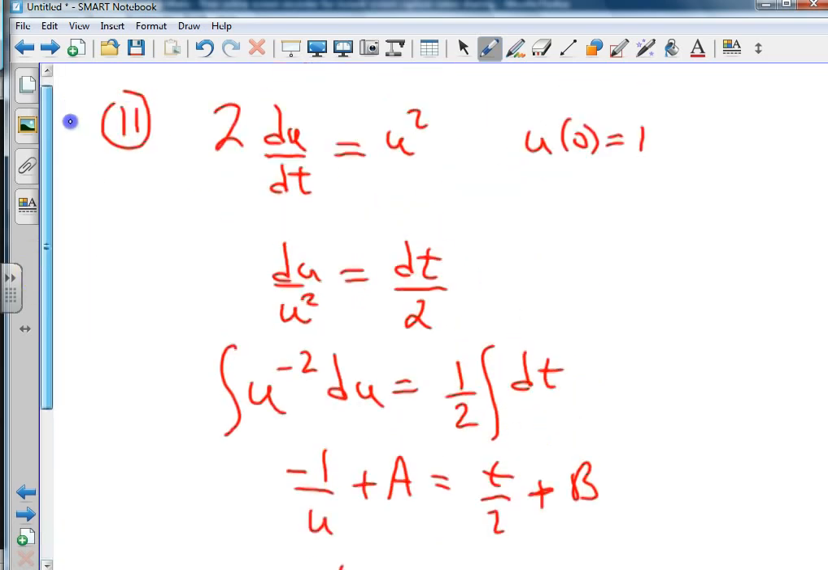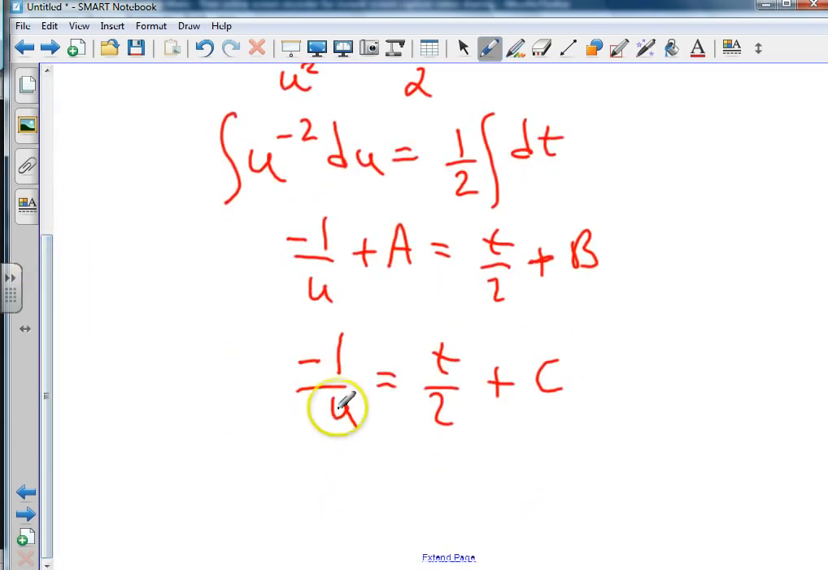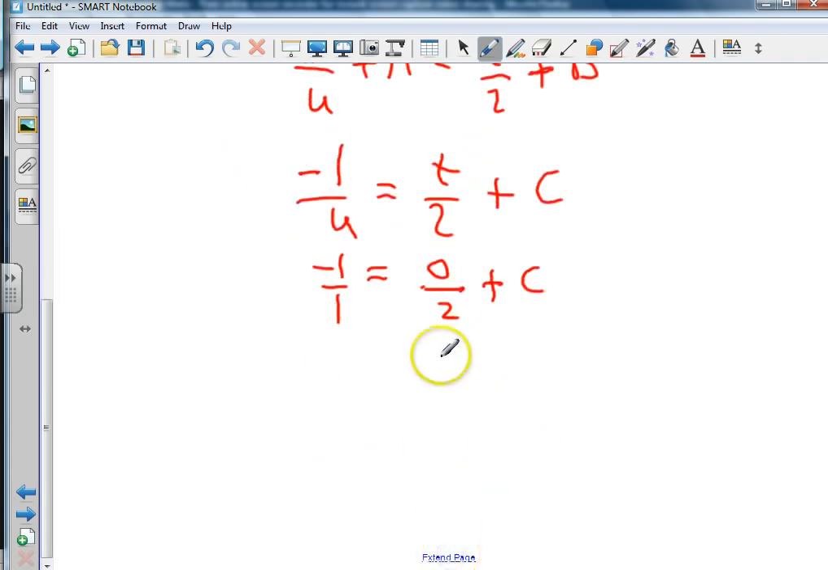Well, I think they gave us an initial condition. Yeah, u of 0 is 1. So plug in 1 and 0. So negative 1 over 1 equals 0 over 2 plus c. So what's c? C is negative 1.